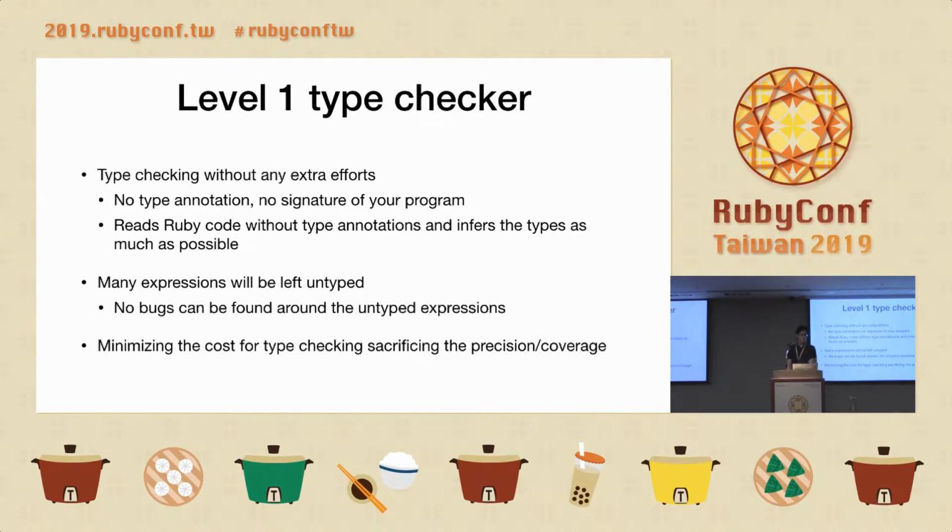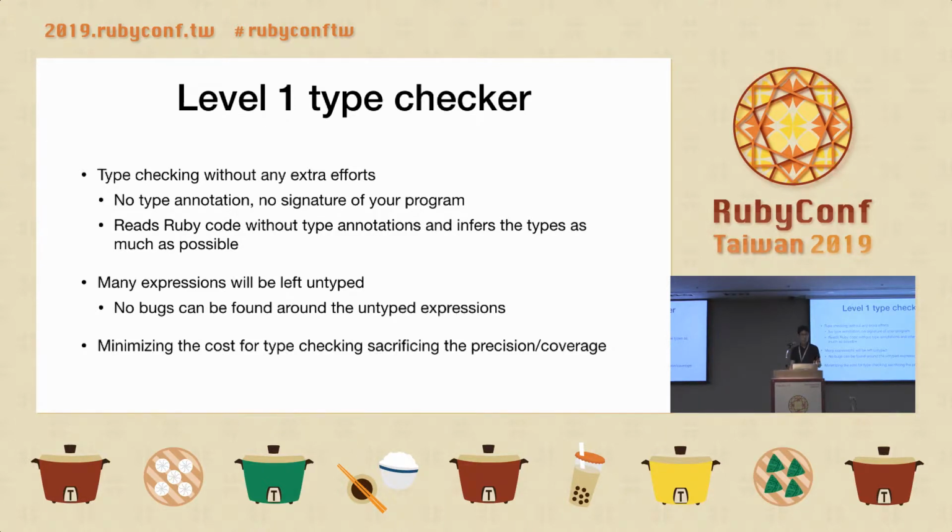It's a very good thing that you just run the type checker to type check your code, but the disadvantage of the level 1 type checker is that probably many expressions in your Ruby program will be left untyped. The level 1 type checkers cannot infer the types of a lot of Ruby programs. So no bugs can be detected around the untyped expressions. Using the level 1 type checker, you will overlook a lot of problems.